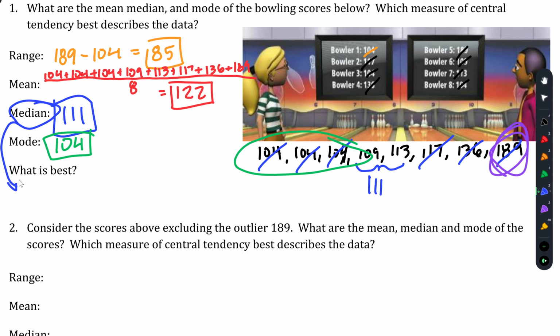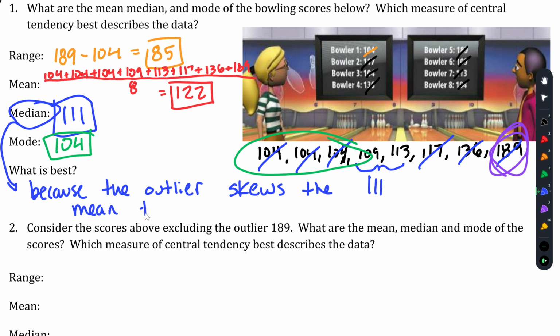I would say the median is best because the outlier, we're going to use this word skews the mean to appear higher. Okay? Only really 2 of our bowlers bowled higher than a 122. So if I said that the average was a 122, I'd kind of be giving them a little bit more credit than they deserve, all those 104s down there. So I'm going to go with the median.